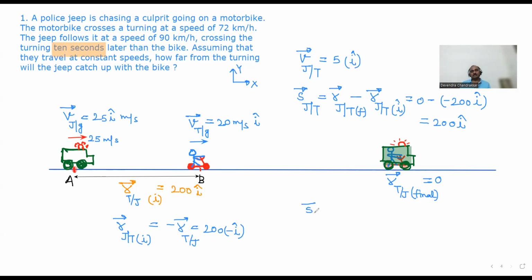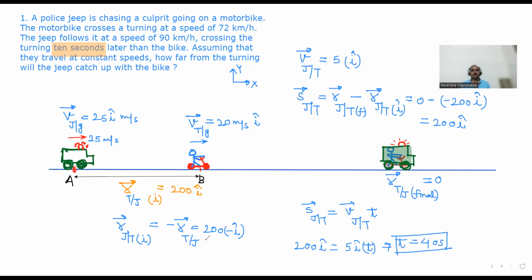तो अब देखो, SJT is what? Velocity into time. So this is 200 i cap and this is 5 i cap into t. So from here I get t as what? 40 seconds.